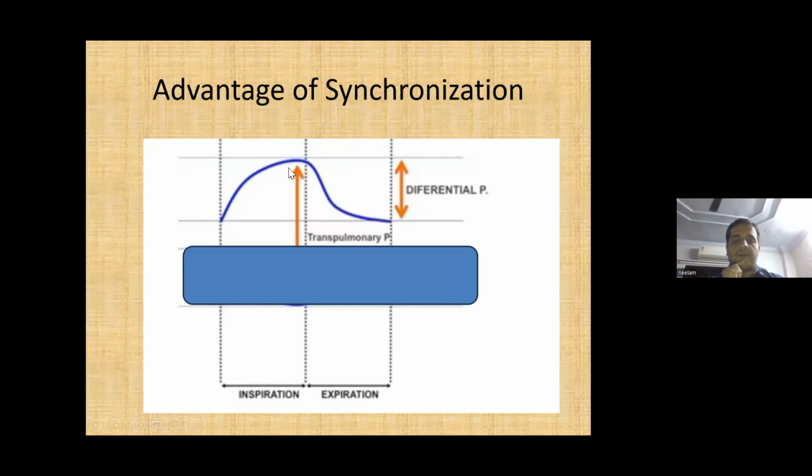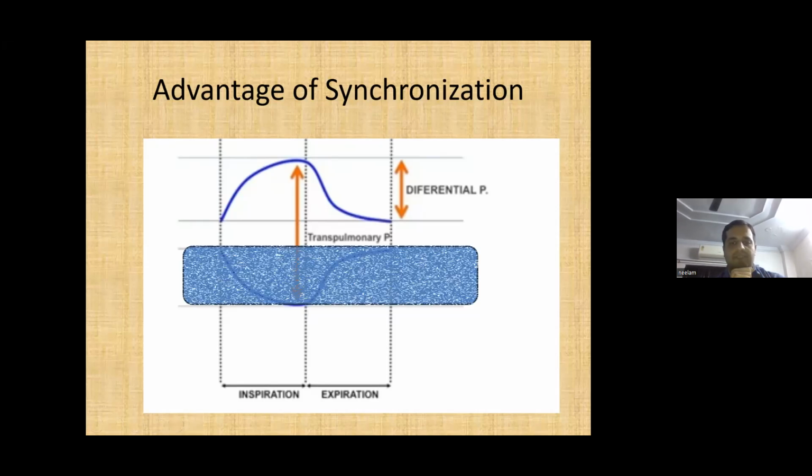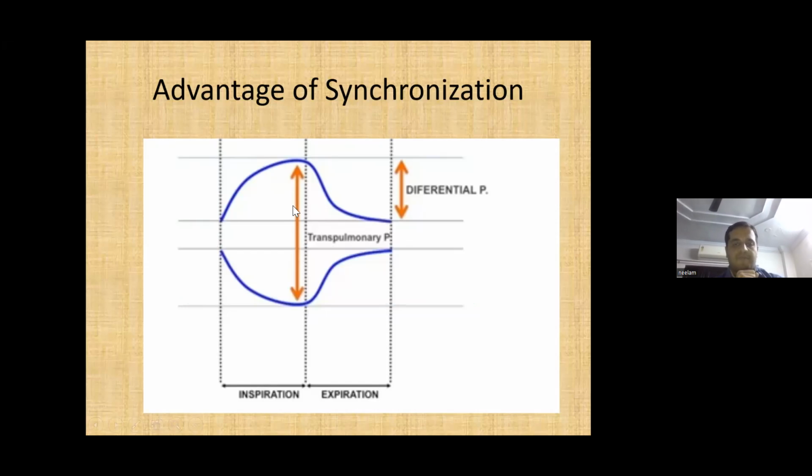Okay, if I rely only on the ventilator breath, the pressure gradient will be only this much. Now, if the baby's breath and the ventilator breath both synchronize, the pressure gradient will be very huge. Once that pressure gradient is huge, the work of the baby will decrease. So the work of breathing for the baby will decrease. That is why we should always target synchronization between the ventilator and the baby as far as possible.